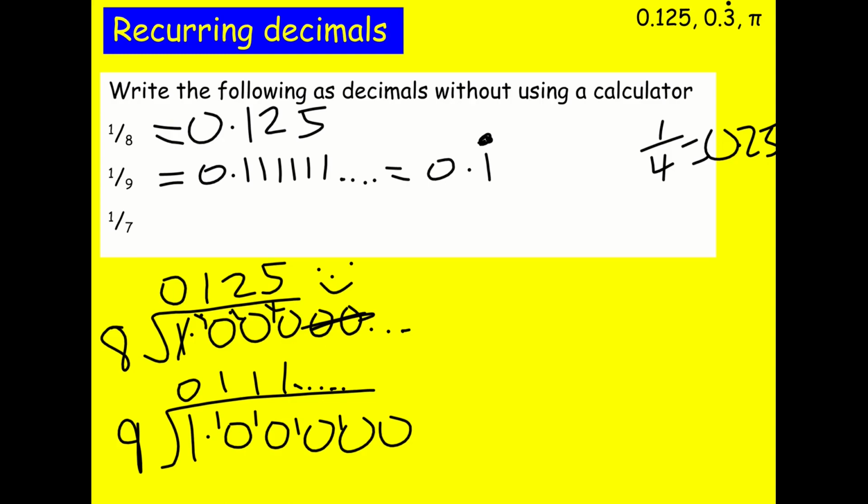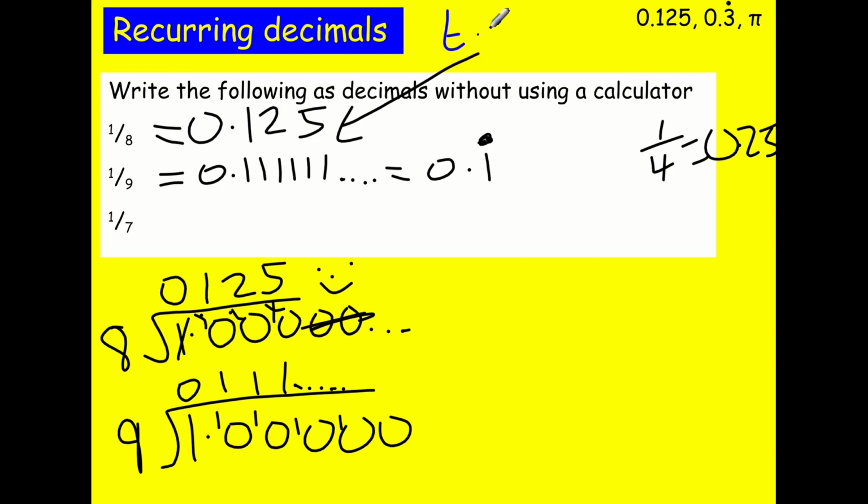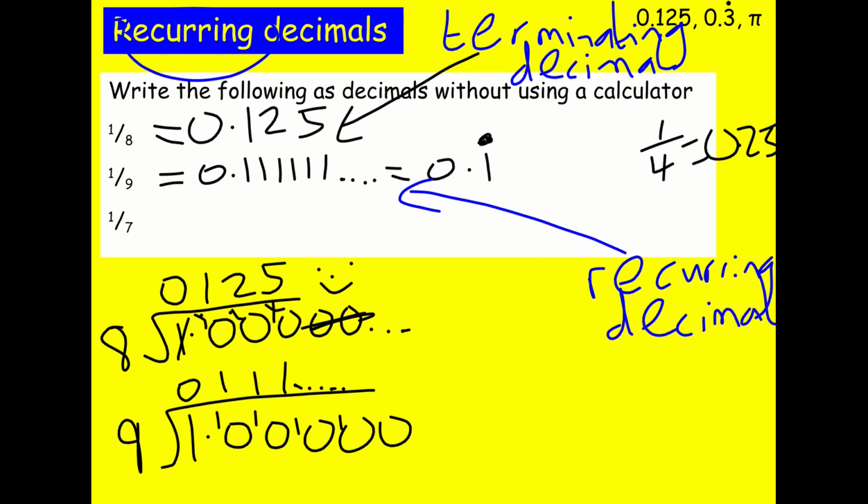Okay, right, last one. Oh, let's jump ahead actually. So this here stops. It's called a terminating decimal. Whereas this 0.11111 does not stop. What do you think that might be called? Recurring decimal. Good. So we've got these two types of decimals. And actually there is a third type.